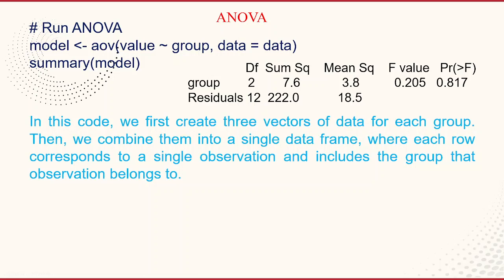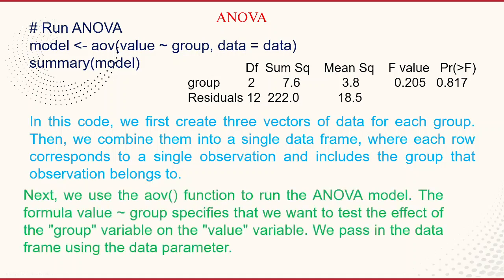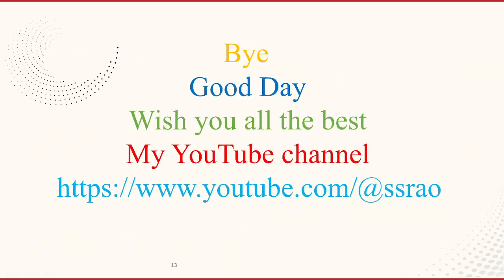In this code, we first create 3 vectors of data for each group. Then we combine them into a single data frame where each row corresponds to a single observation and includes the group that observation belongs to. The value and group will be there in each row. Next, we use the AOV function to run the Anova model. The formula value versus group specifies that we want to test the effect of the group variable on the value variable. We pass in the data frame using the data parameter.